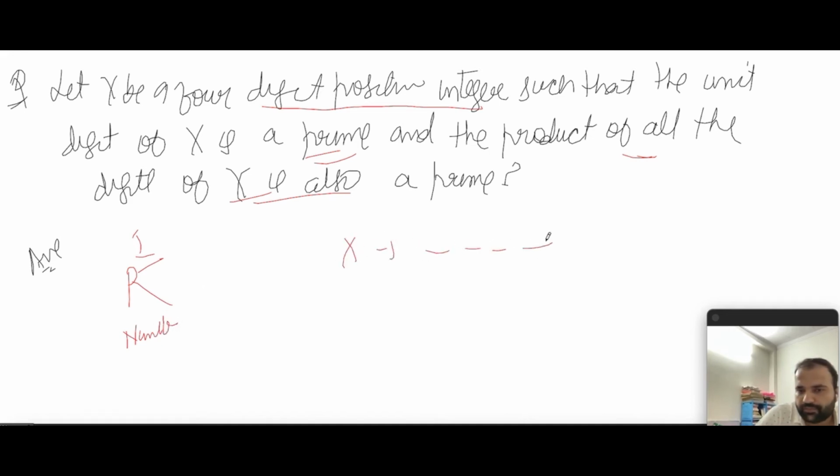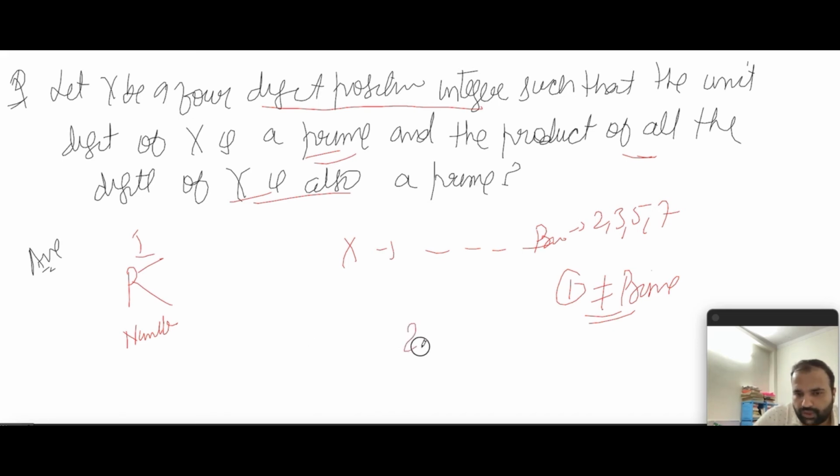Now x is a 4-digit number, and the unit digit has to be prime. So what are the options over here? It can be 2, 3, 5 or 7. Remember, we cannot put 1 because 1 is not a prime. I'm repeating again and again, 1 is not a prime. So the unit digit is prime, and the product of all the digits has to be prime as well.